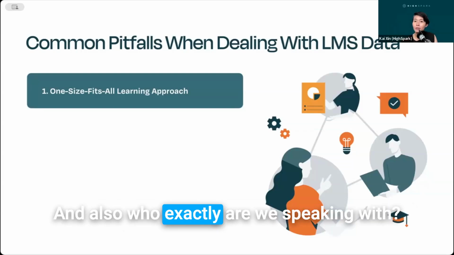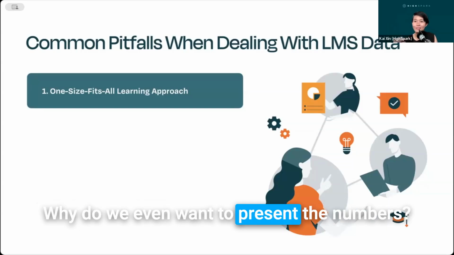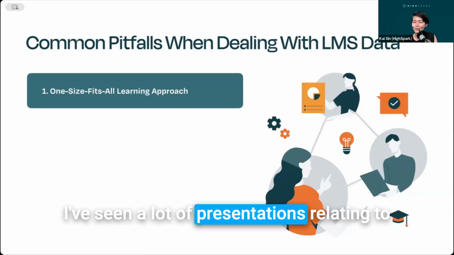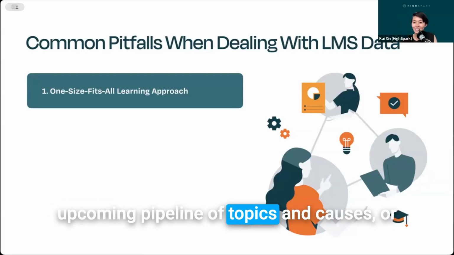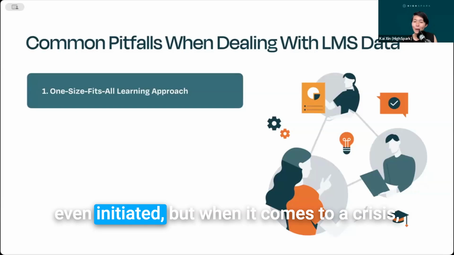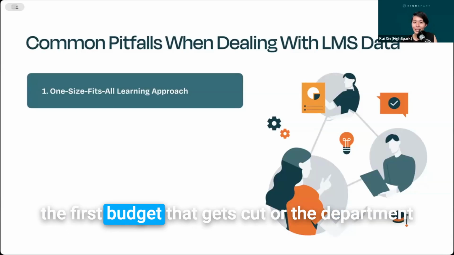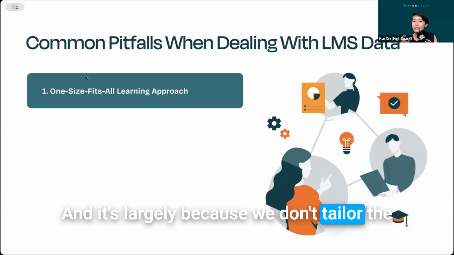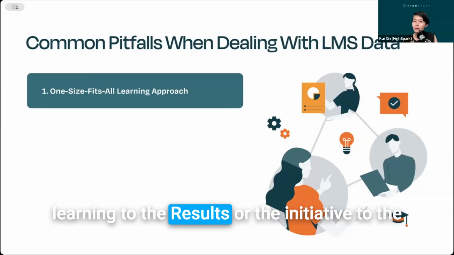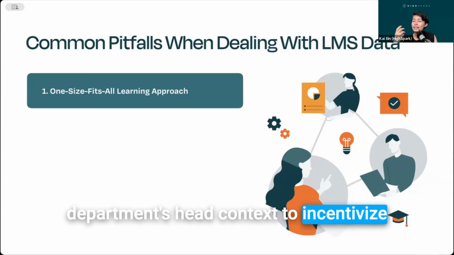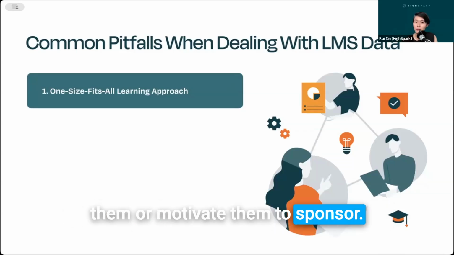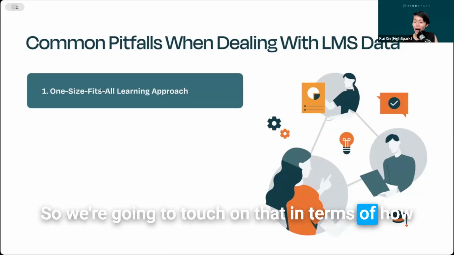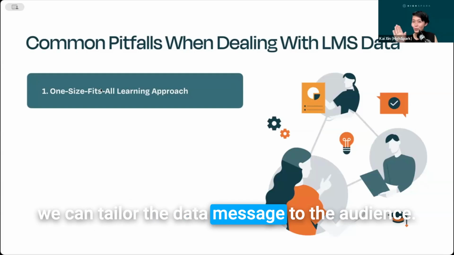And also, who exactly are we speaking with? Why do we even want to present the numbers? I've seen a lot of presentations relating to upcoming pipeline of topics and causes or even initiatives. But when it comes to a crisis, the first budget that gets cut or the department that is deprioritized would be learning. And it's largely because we don't tailor the learning results or the initiative to the department head's context to incentivize them or motivate them to sponsor. So we're going to touch on that in terms of how we can tailor the data message to the audience.